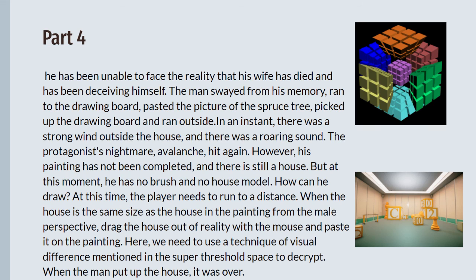At this time, the player needs to run a distance until the house is the same size as the house in the painting from the man's perspective. Drag the house out of reality with the mouse and paste it on the painting. Here, we need to use the technique of visual difference mentioned in the game I mentioned before, Superliminal. When the man puts up the house, it's over. The game is back. Skip to the end screen.